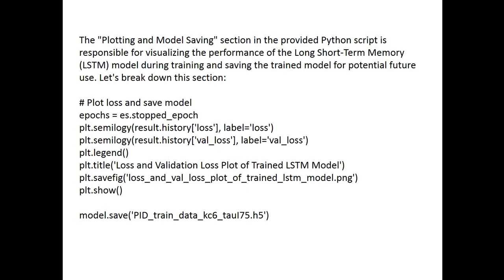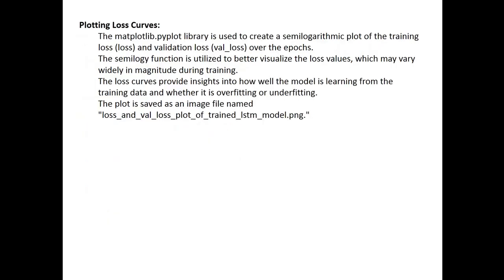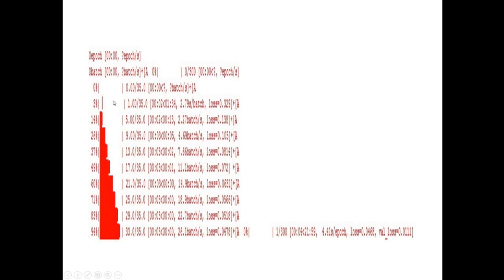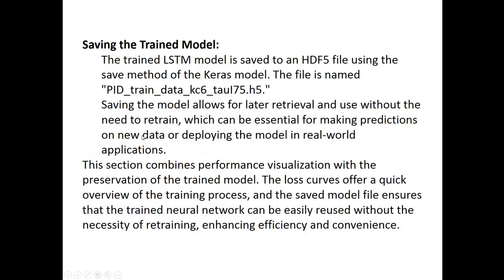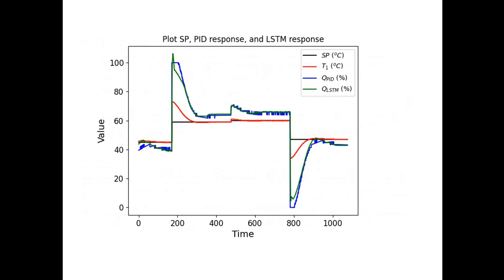So earlier, the first video we were talking about was creating a CSV file. Now we've created an H5 file. So now ultimately you can plot the loss curves in a PNG file to visualize this. So this is during the training, like in the earlier video; for any machine learning training, you can visualize the losses. And as I said before, the ultimate aim of this video was to create the PID_train_data_KC6_TOI75 H5 file. Remember, this H5 is a PI model which we have created for specific P and I values.